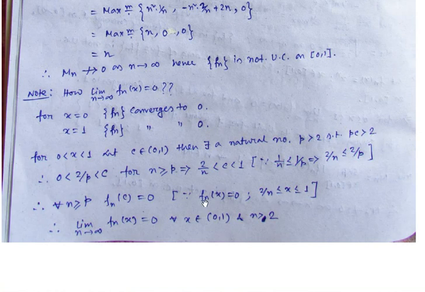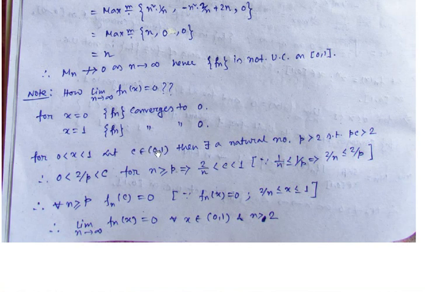If pc is greater than 2, then we can see 0 is less than 2 by p, which is less than c. Any natural number n greater than or equal to p obviously satisfies this inequality, so 2 by n is less than c for every natural number n greater than or equal to p. Why? If n is greater than or equal to p, then 1 by n is less than or equal to 1 by p, so 2 by n is less than or equal to 2 by p. So 2 by n is less than c, which is less than 1, because c is already in the interval 0 to 1. So c crosses 2 by n.